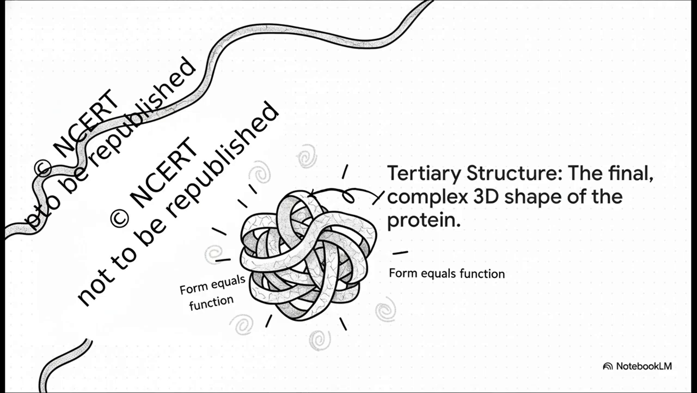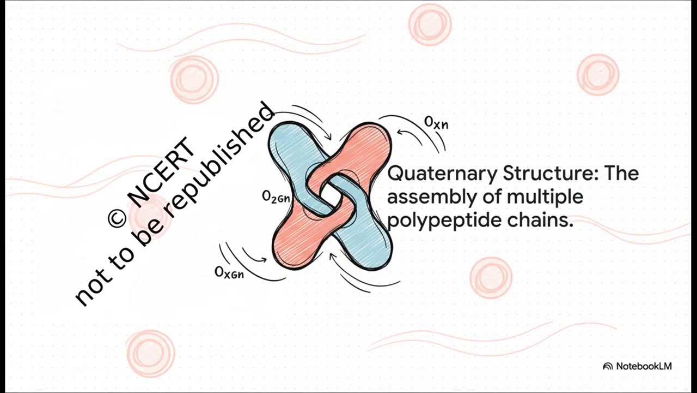And you have to understand, this final 3D shape is absolutely critical, because in biology, a protein's form is its function. End of story. And for some proteins, there's one final level, the quaternary structure. This is where multiple individual protein chains all assemble into one massive functioning complex. The classic example is hemoglobin, the protein that carries oxygen in your blood. It's actually 4 separate protein subunits all working together as a single finely tuned machine.